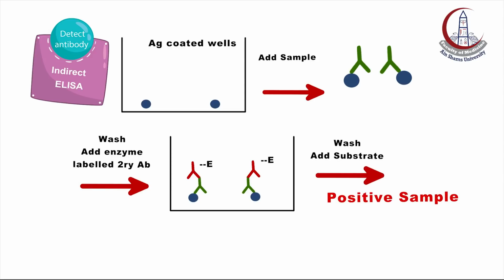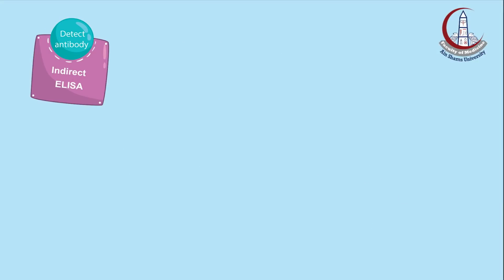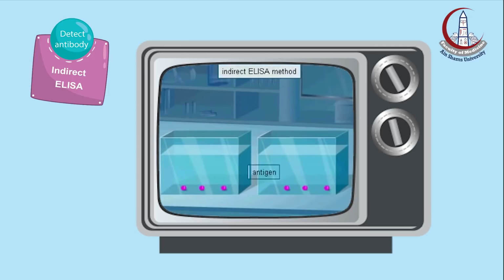In negative cases, no antibodies are bound to the antigens, and therefore anti-immunoglobulin labeled with an enzyme will be washed away, and no color changes will be detected after addition of the substrate. This is usually done in multi-well microtiter plates so that different dilutions of the serum can be easily prepared. Let's take a closer look at one of those wells.